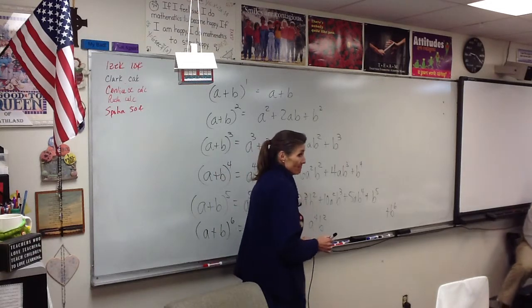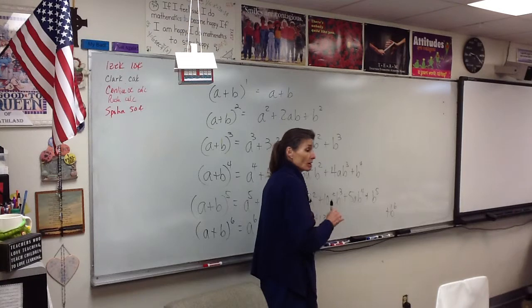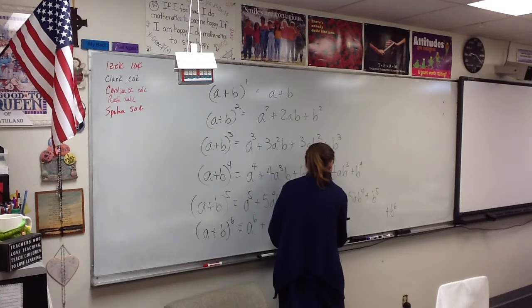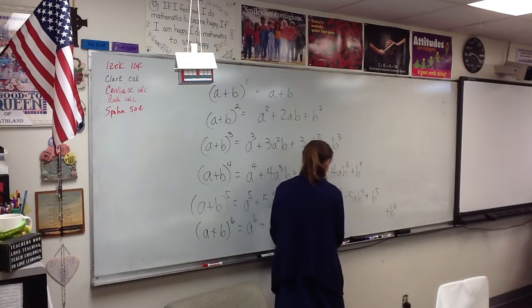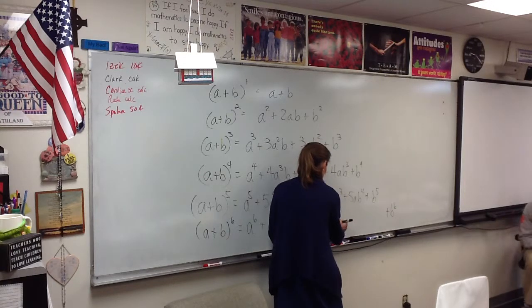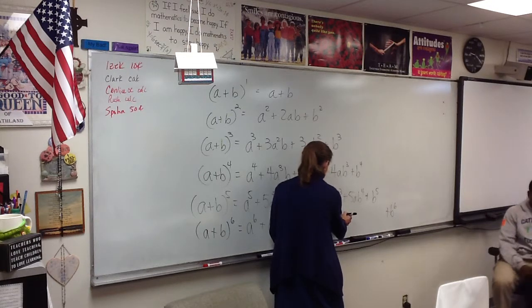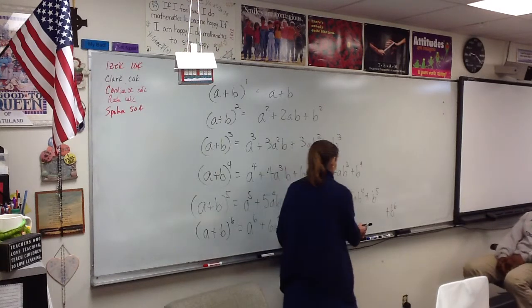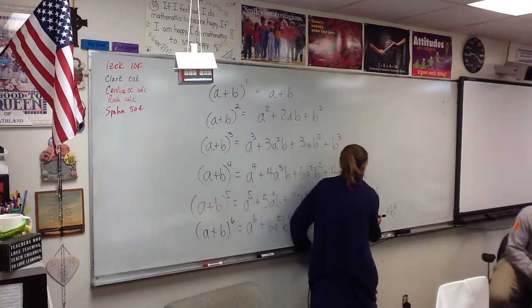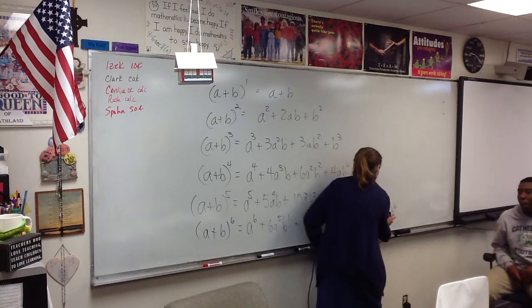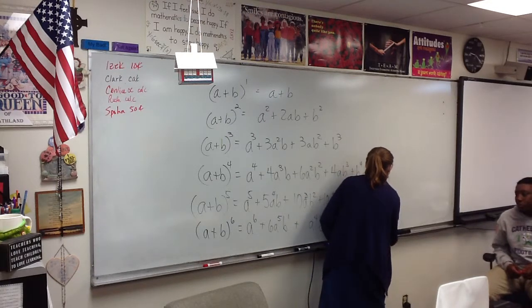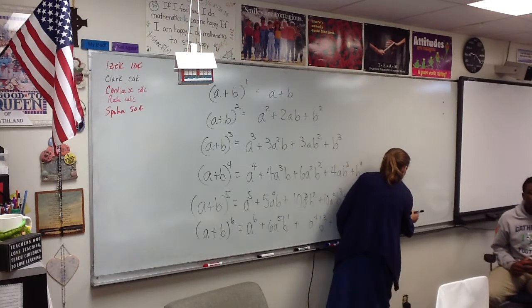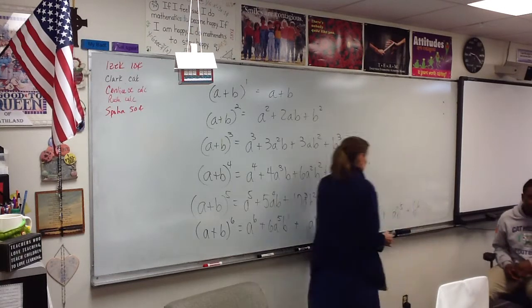That's not right. No, it's not a 12. We'll talk about that in a minute, but let's just worry about the letters for a minute. And the next one will be a to the third, b to the third, then a to the second, b to the fourth, a to the first, b to the fifth, and then b to the sixth on the end.